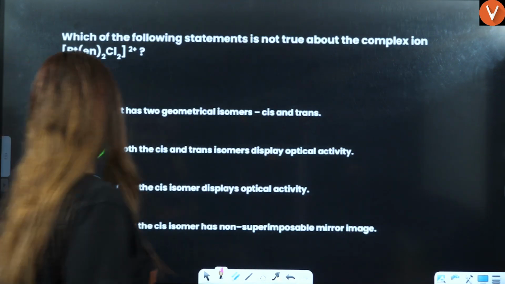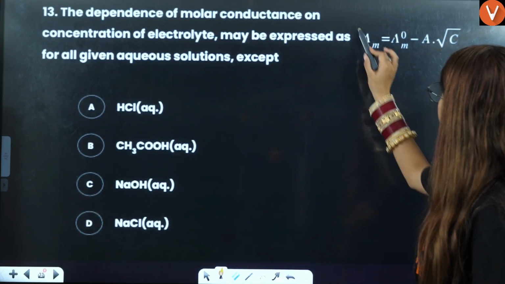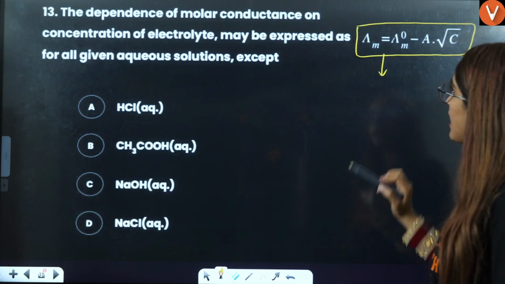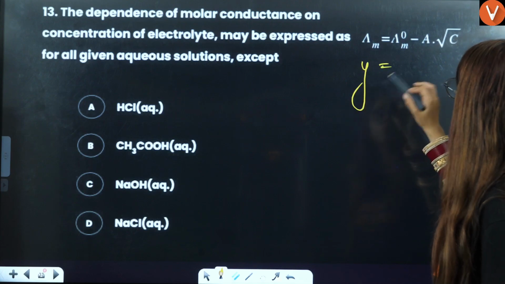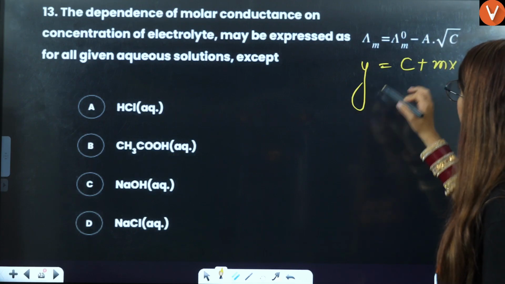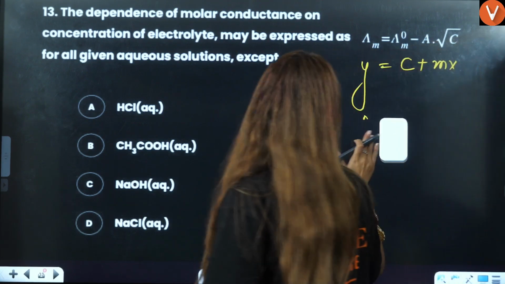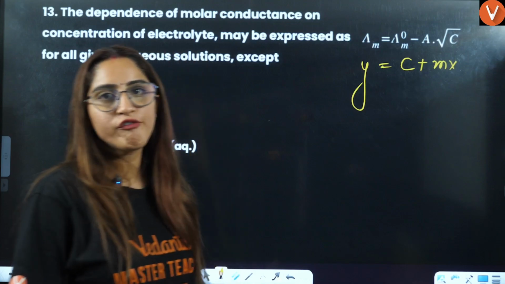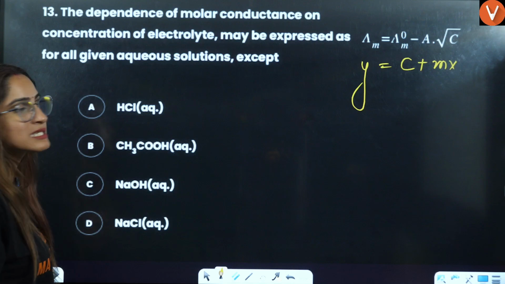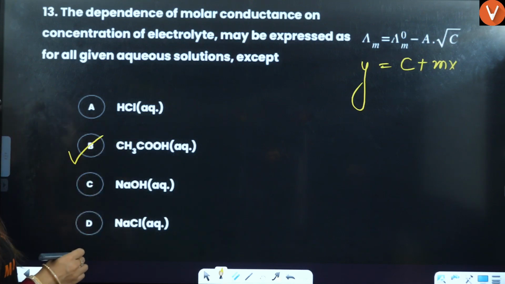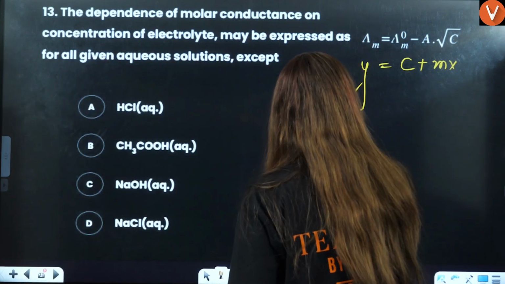Next question is the dependence of molar conductance. Again, a very interesting question. This graph is given to you. If you directly compare this with y = mx + c, then c will become the intercept here. Now, can you see that this is a graph of a weak electrolyte? Actually, sorry, yes, this is the graph of a strong electrolyte.